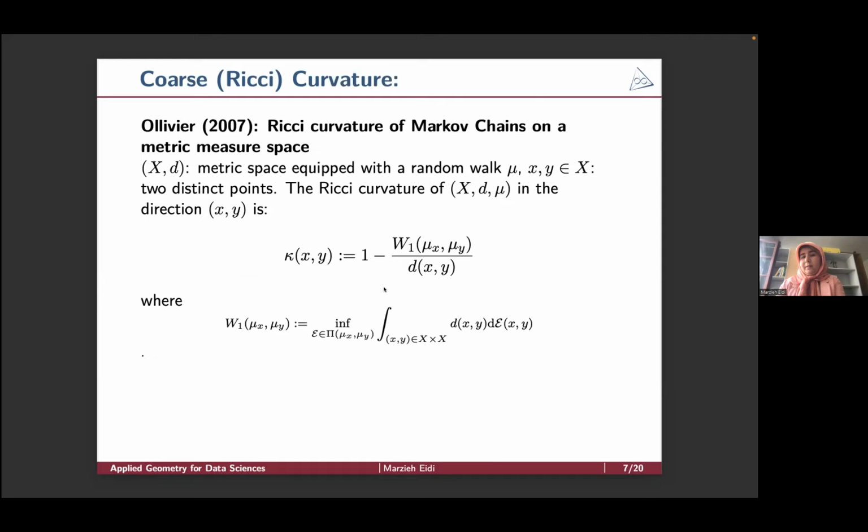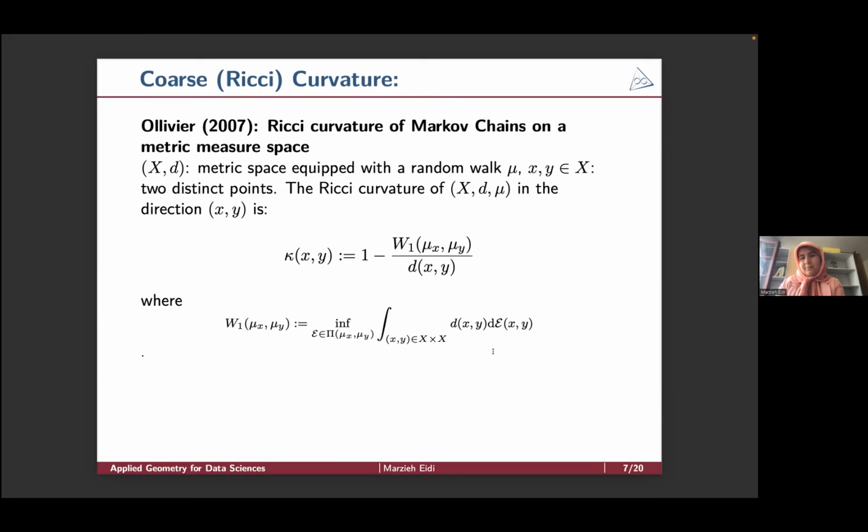measure spaces. So in his definition, what we need is a metric space which is equipped with a random walk. So we have a set of probability measures that we can assign to each point in the space. And then the Ricci curvature of the space along every two points, X and Y, is defined to be one minus the Wasserstein distance between the corresponding probability measures over the distance between the starting points of the random walks. And the Wasserstein distance is obtained by this formula, where epsilon is a coupling between mu x and mu y.